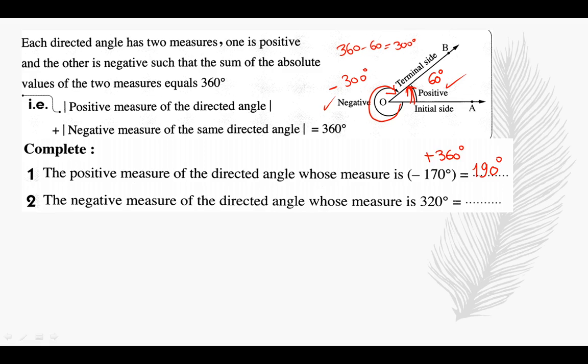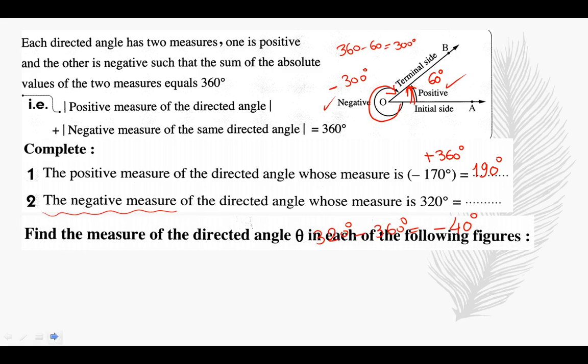The negative measure of the directed angle whose measure is 320. Here we have the positive measure and we want to find the negative measure. To find the negative measure, we will write 320 minus 360. So the result will be negative 40 degrees. So the positive measure is 320 and the negative measure is negative 40. Okay, let's go to another example.